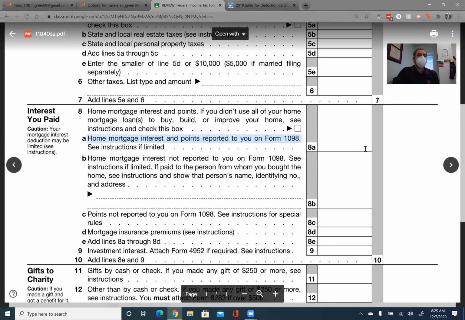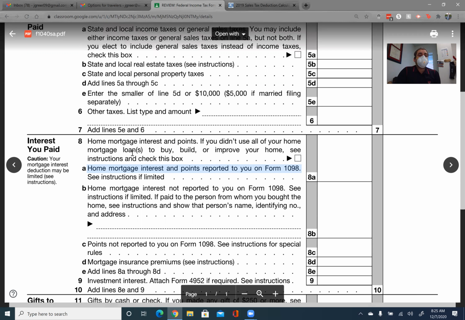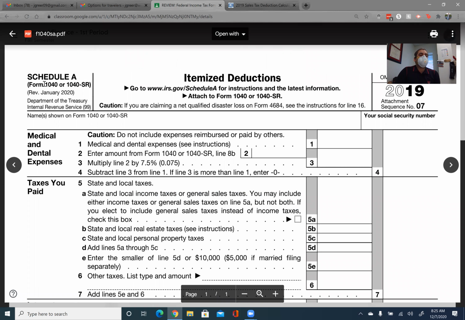So which one is this? I know it's not 1040. This is your Schedule A. It's a part of the 1040, but it's kind of a subpart.